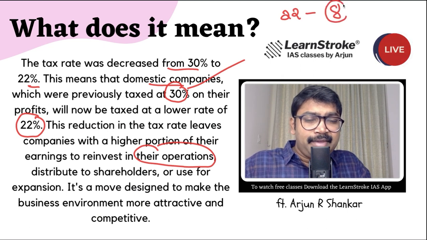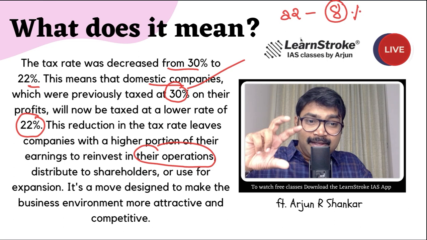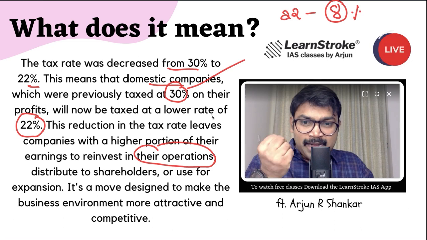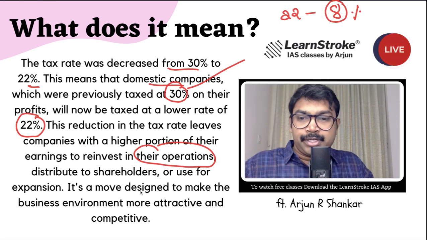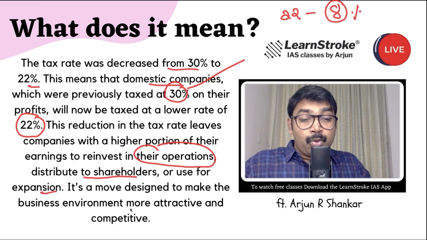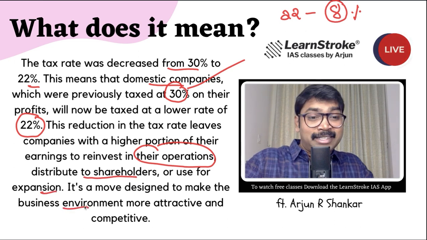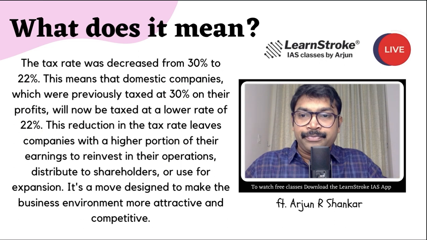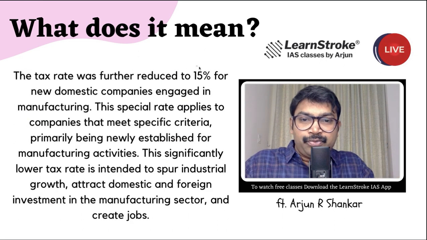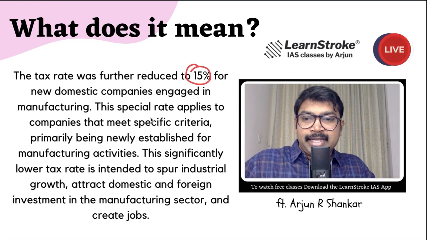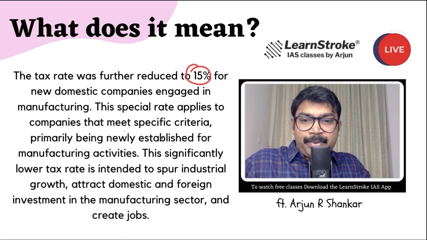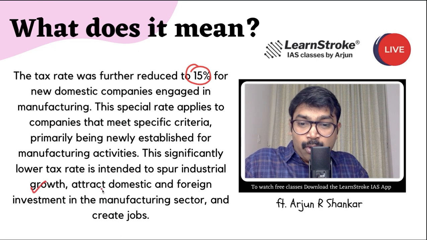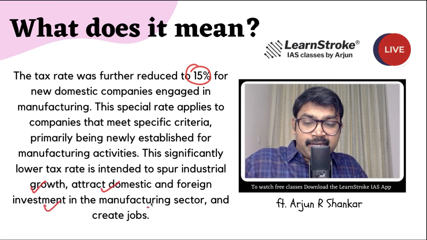The companies are saving 8%. This 8% which they should have paid as tax, they are getting that money in hand. They can reinvest in their operations, distribute it to shareholders, or use it for expansion. So this is more attractive for business. You can use the excess money. Tax is actually decreased. And it was reduced to 15% for new domestic companies engaged in manufacturing. The special rate applied to companies that meet specific criteria. This significantly lower tax rate is intended to spur industrial growth, attract domestic and foreign investment in the manufacturing sector, and create more jobs.